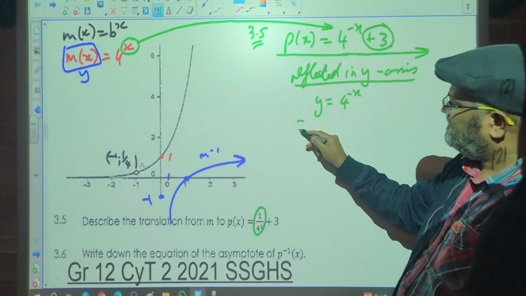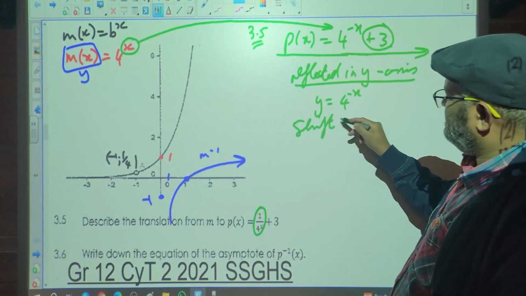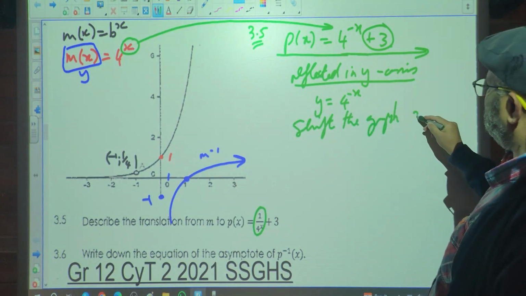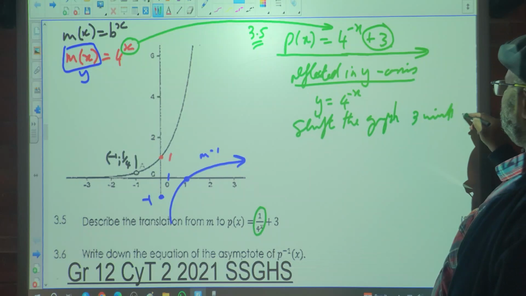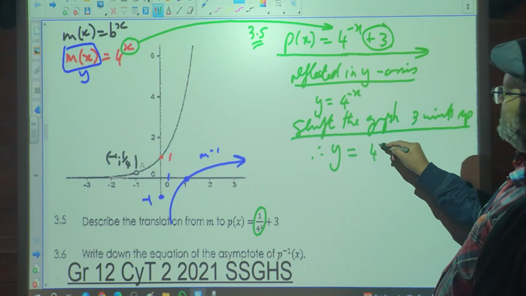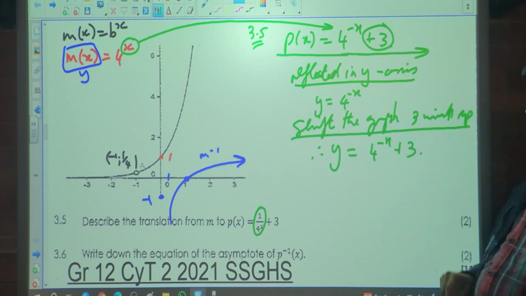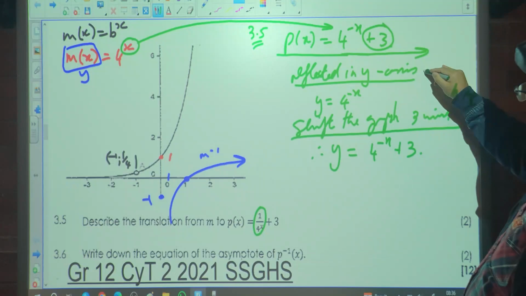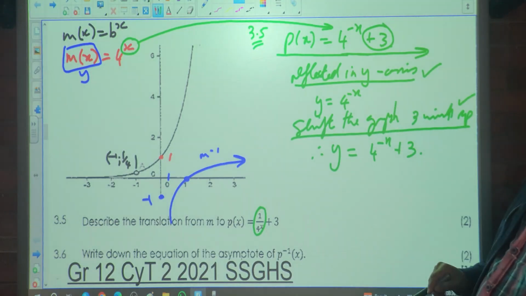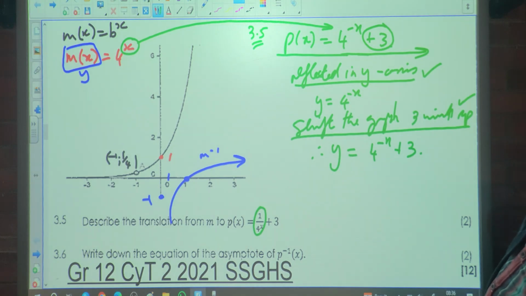Shift the graph. Shift the graph by 3 units up. Which now will give us y is equal to 4 to the minus x plus 3. Okay. Where do we mark here? We mark here, there and there. You don't have to show this. Okay.